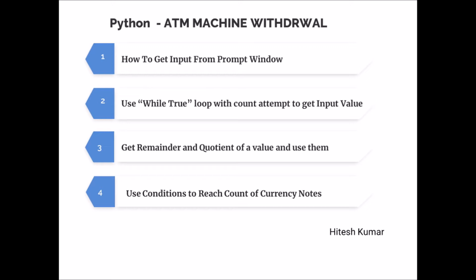The next point which we will learn is how to use a while true loop to understand the count and the input. So let's say you are asking for an ATM pin or some amount from the user. How will you keep checking 3 times or 4 times or 5 times? And if it is not correct even in 5 times, then how will you take the user out of the loop? Next you will learn how to use the remainder and quotient of values and how to use them.